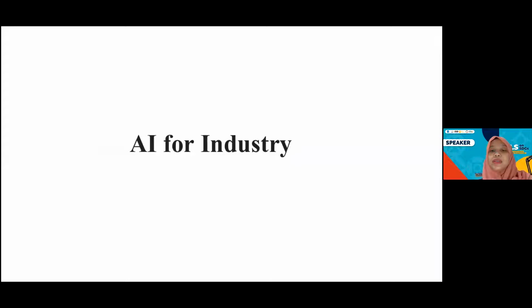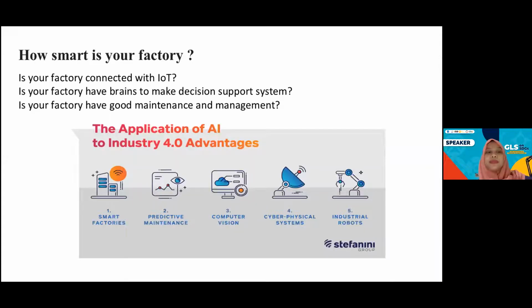And now we will discuss how AI is implemented in industry. The first question is, how smart is your factory? Is your factory connected with IoT, or does your factory have brains to make a decision support system, or does your factory have good maintenance and management? And what is the difference between IoT and the internet? In the past we always called it internet, but currently they call it IoT.